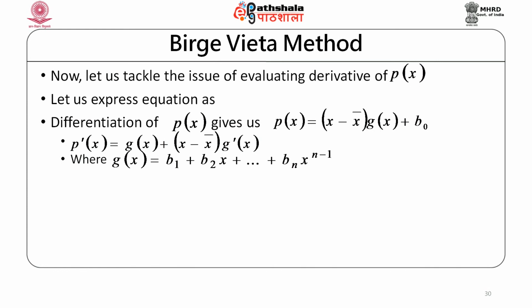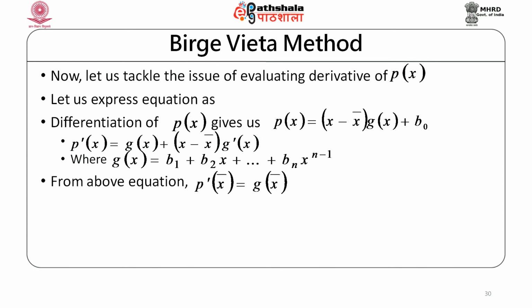Differentiate this. So, p dash x, the right side is a multiplication of two terms. So, the derivative of x minus x̄ is 1, so it is simply g(x), plus (x minus x̄) into the derivative of g, and b0 is a constant, its derivative is 0. So, p'(x) is g(x) plus (x minus x̄) into g'(x), where g(x) is b1 plus b2 x plus ... plus bn xⁿ⁻¹.